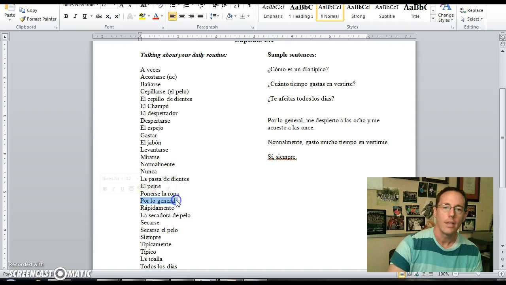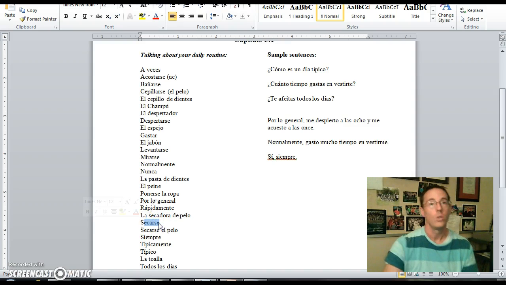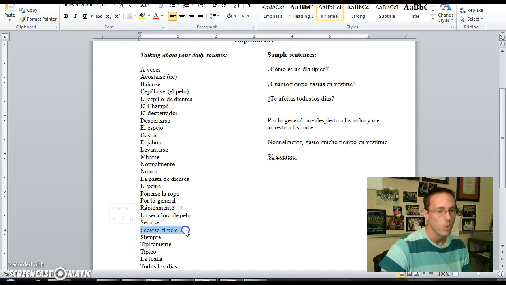Por lo general is generally. Rápidamente is quickly or fast. La secadora de pelo is a hair dryer. So pelo is hair, secadora is dryer. So the dryer of hair. La secadora de pelo. Secarse, to dry. Secarse el pelo, to dry your hair. Really drilling down on that hair drying aspect in this.